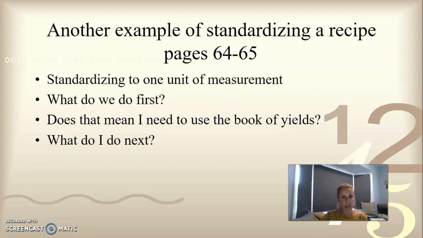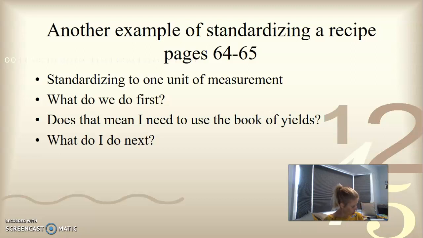Okay, so there's another example of standardizing a recipe on pages 64 and 65. It gives us the same recipe for chocolate chunk cookies, but one example tells us to standardize it to US pounds. You'll see the recipe on page 64. Then you'll see the conversion from the way it's listed, mostly by US volume, and how they standardized or converted everything in this recipe to US pounds. They must use a pound scale.